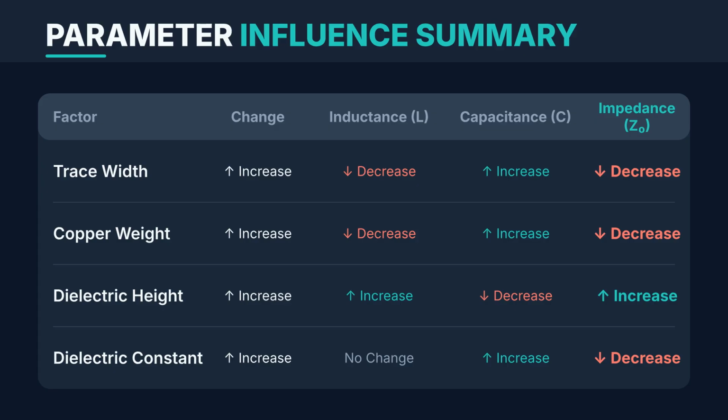This table summarizes the influence of key parameters on inductance, capacitance, and characteristic impedance. It serves as a quick reference for controlling your PCB trace impedance.